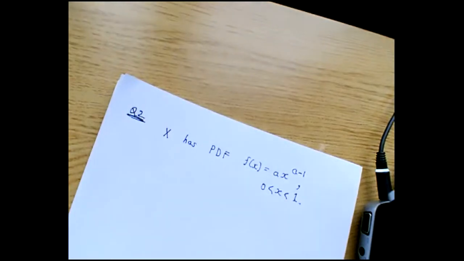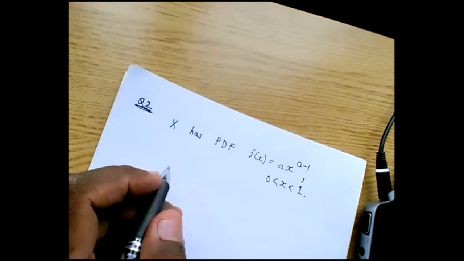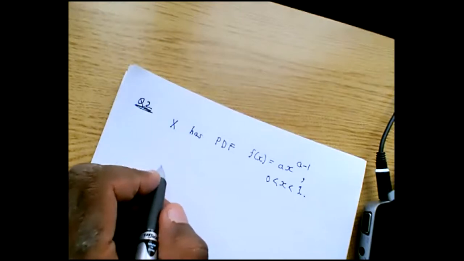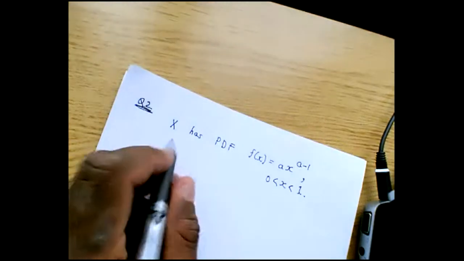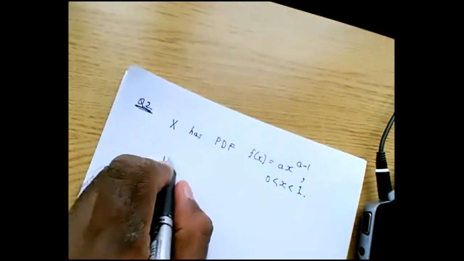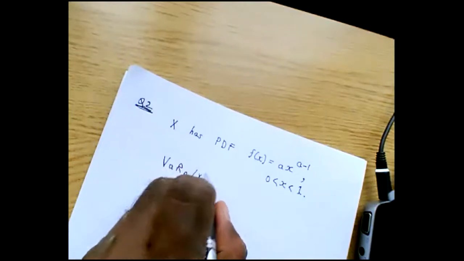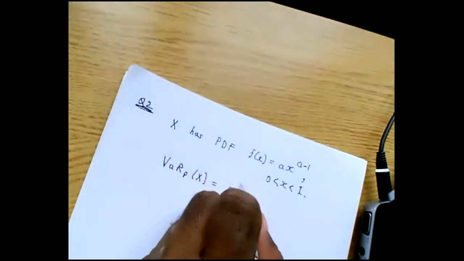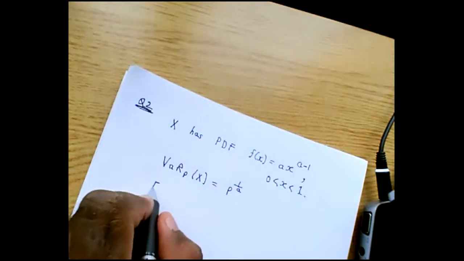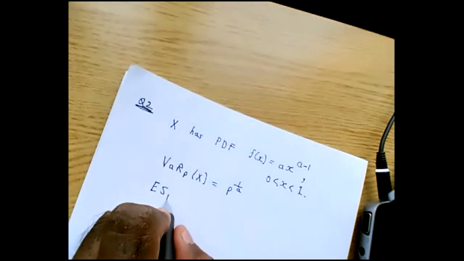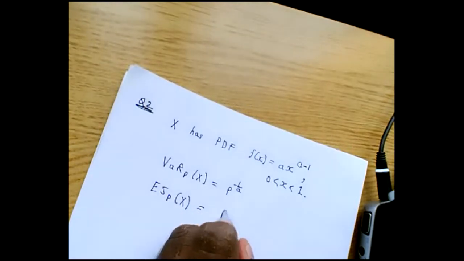I think I did this question about a week or 2 ago. You should remember, I'm sure you have better memory than I do, that for this random variable the expression for VaR was equal to this, and the expression for expected shortfall was equal to this.